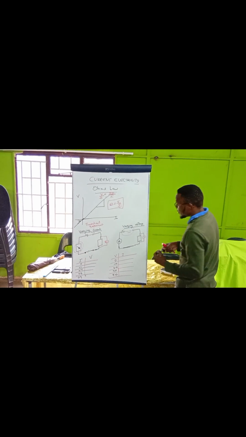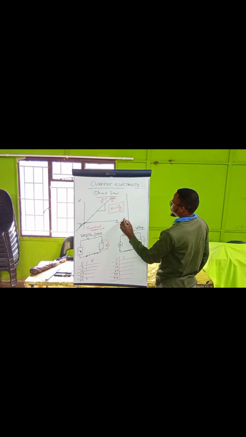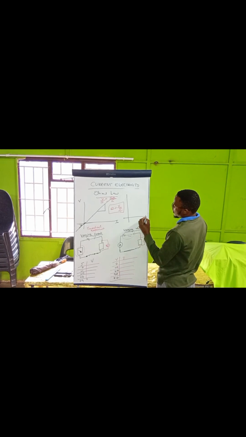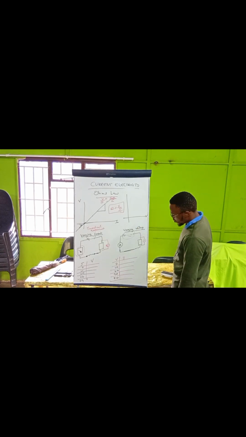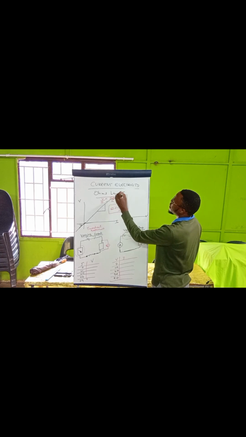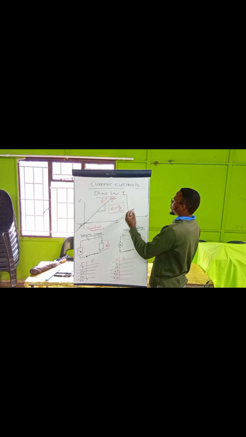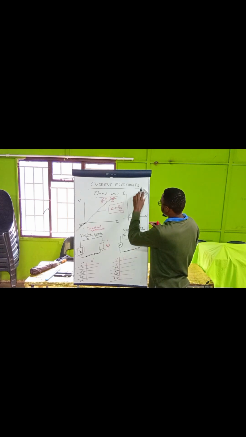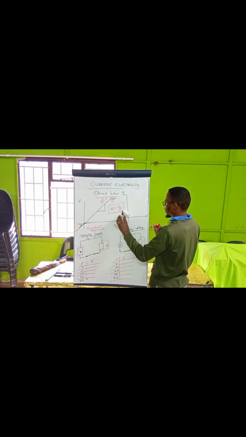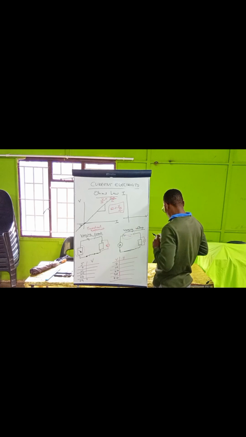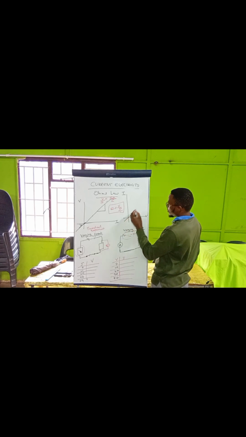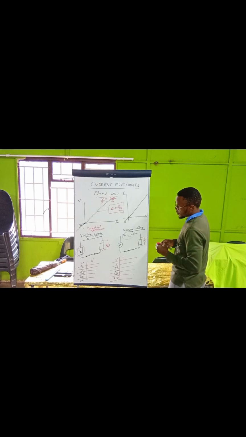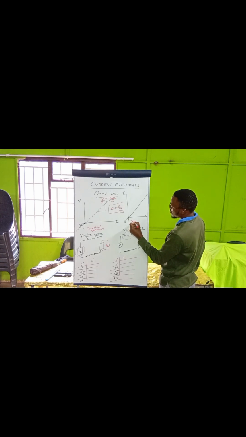Now, with this one, the graph was like this. Voltage is now the independent variable, and I is the dependent variable. So still, the graph passes through the origin. So it is more or less the same. This is the experimental graph.